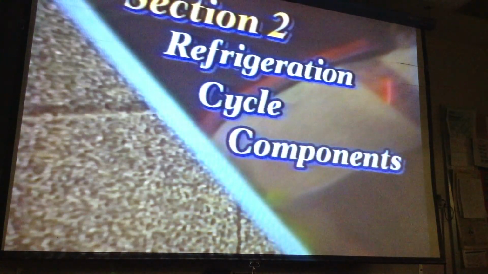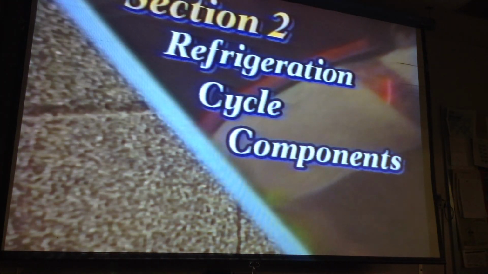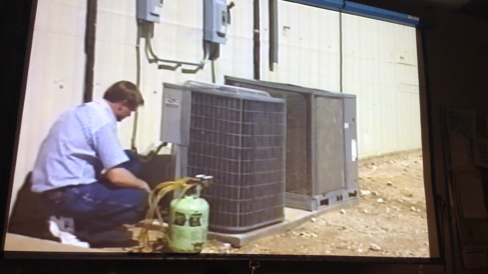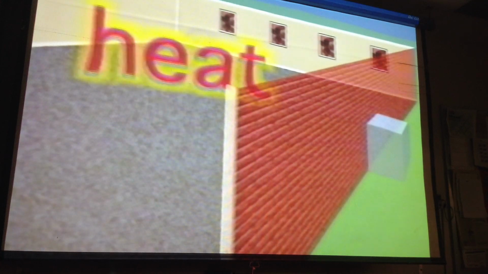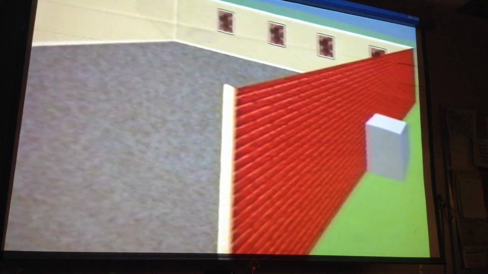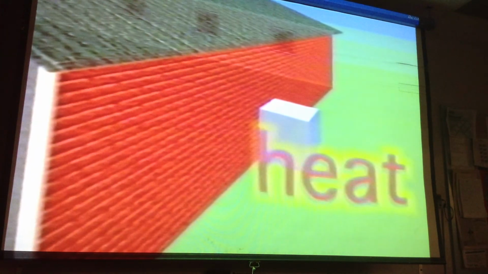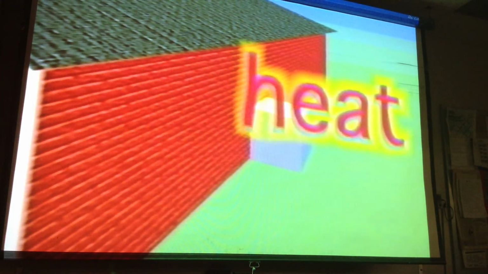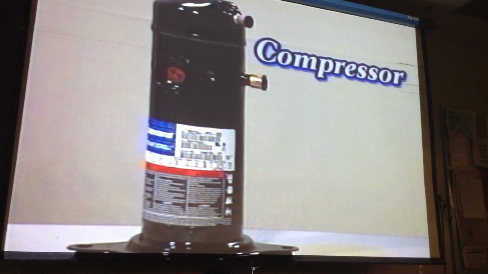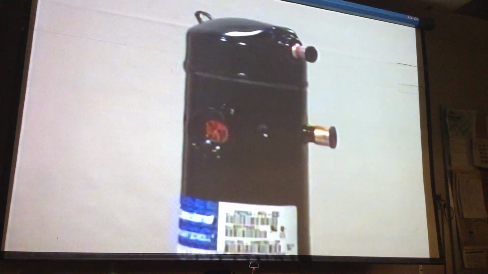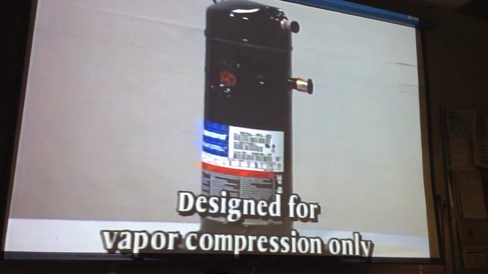Section 2, refrigeration cycle components. The purpose of any refrigeration or air conditioning system is to remove heat from an area where it is undesired and transfer it to an area where it will do no harm or is unobjectionable. Let's look at the four major components used to accomplish this. The heart of the refrigeration system is the compressor. Refrigeration and air conditioning compressors are designed for vapor compression only.